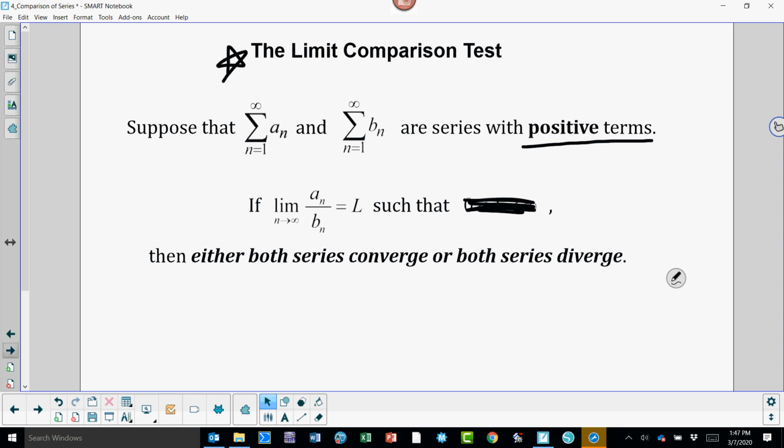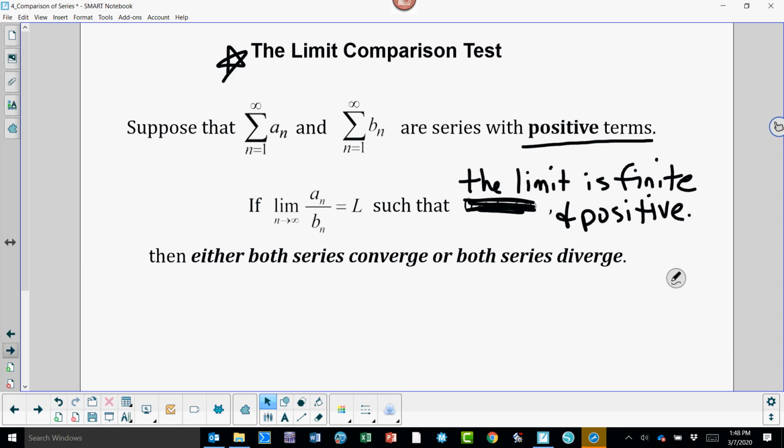Now we're going to change this. Instead of saying L is 0 to infinity, we're going to say such that the limit is finite and positive. Now the reason I do that is because we have too many things that have inequalities and stuff. All I care about is that I get an answer that's a number and it's positive. So as long as my limit is positive and it's not infinity, that's what finite means, not infinite, then I'm good.